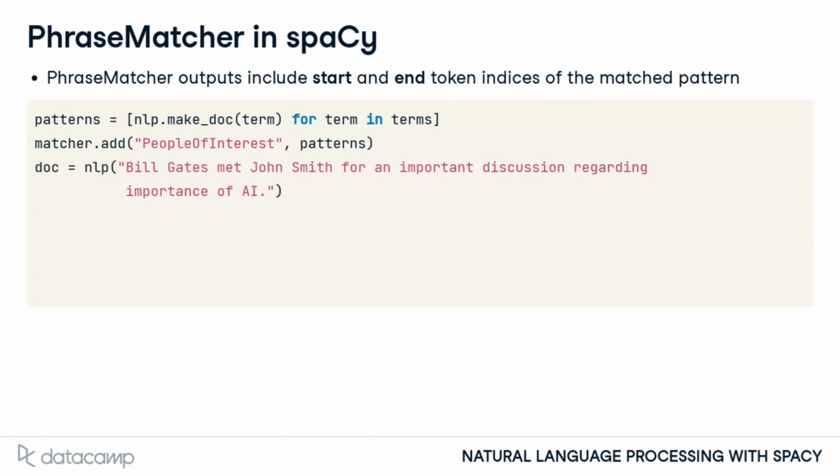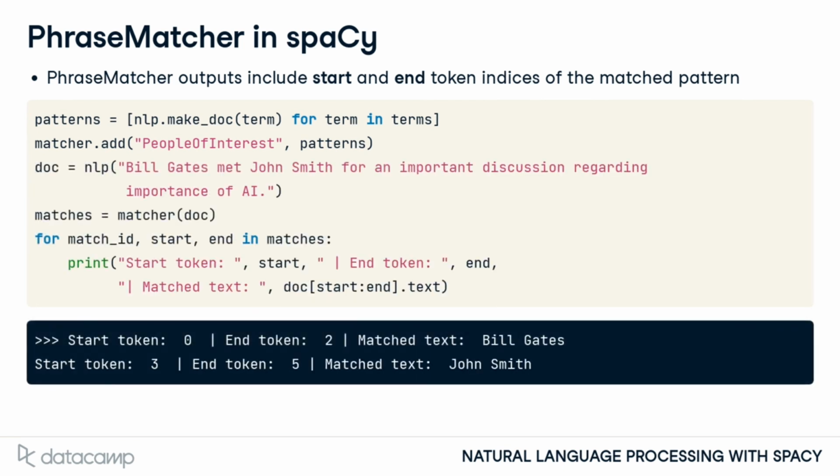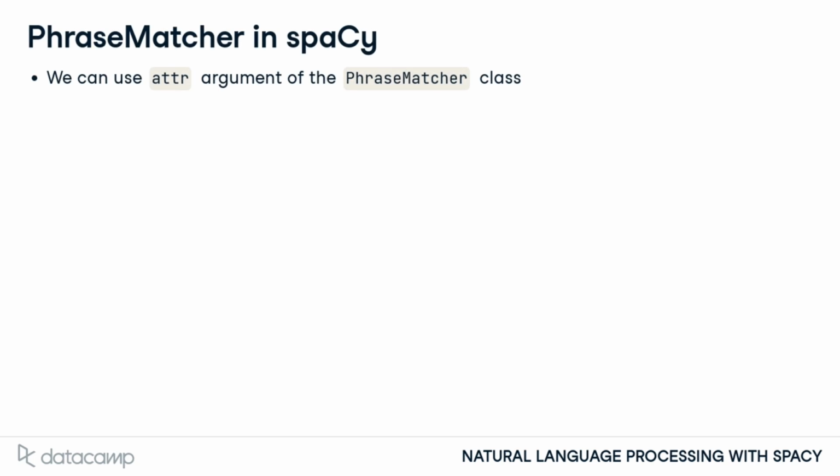Then we follow similar steps as the matcher class and run the phrase matcher object on the given doc container of a text and iterate through matches to extract the start and end token IDs of the matched patterns. The previous example shows how we can match patterns by their exact values. If we want to match lowercase patterns or utilize the shape of a pattern for matching, we can use the attr or attribute argument in the phrase matcher class.